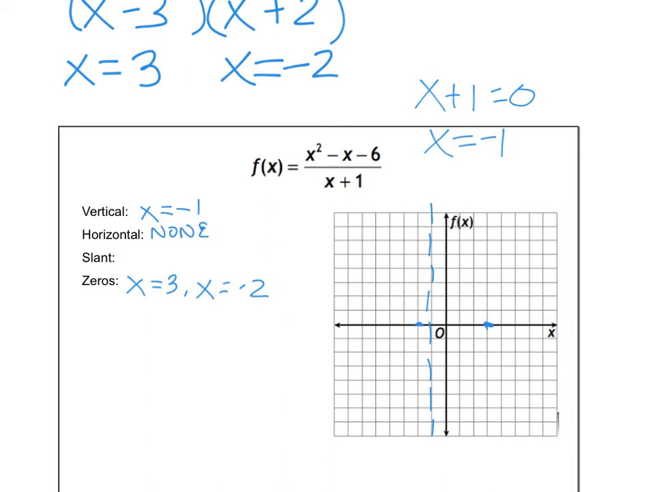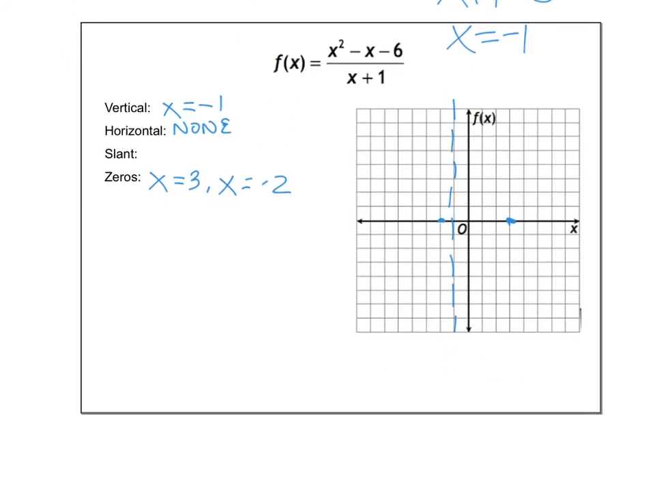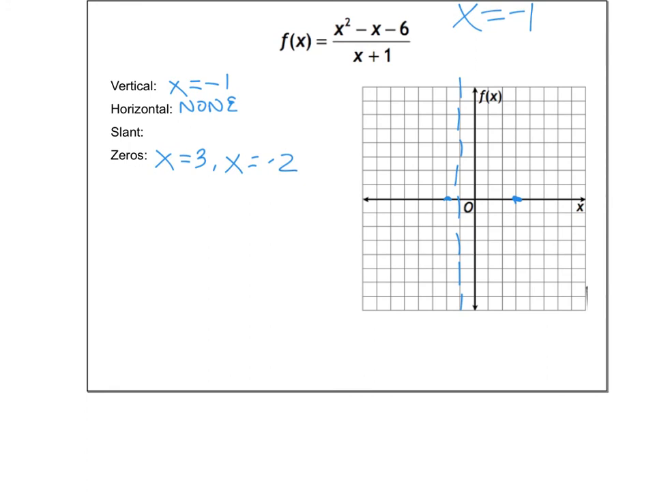And then for my slant asymptote, I will have one because the degree in the numerator is 1 more than the degree in the denominator. So I'm going to use my long division here. So I have x plus 1, and then x squared minus x minus 6.